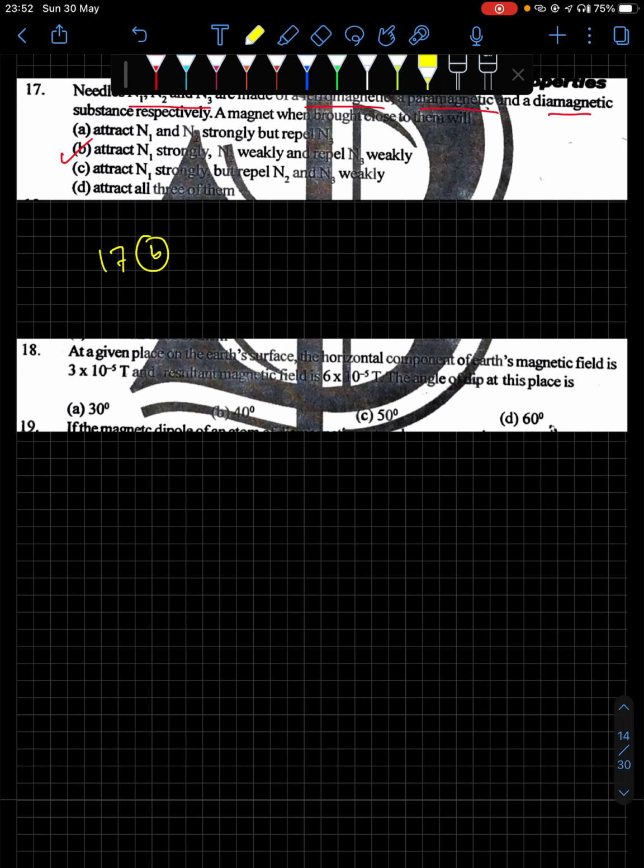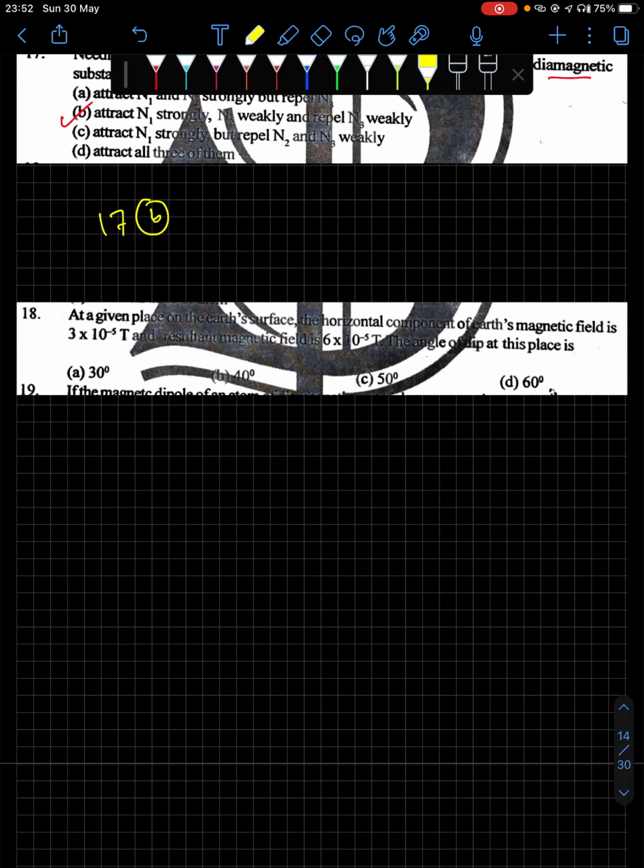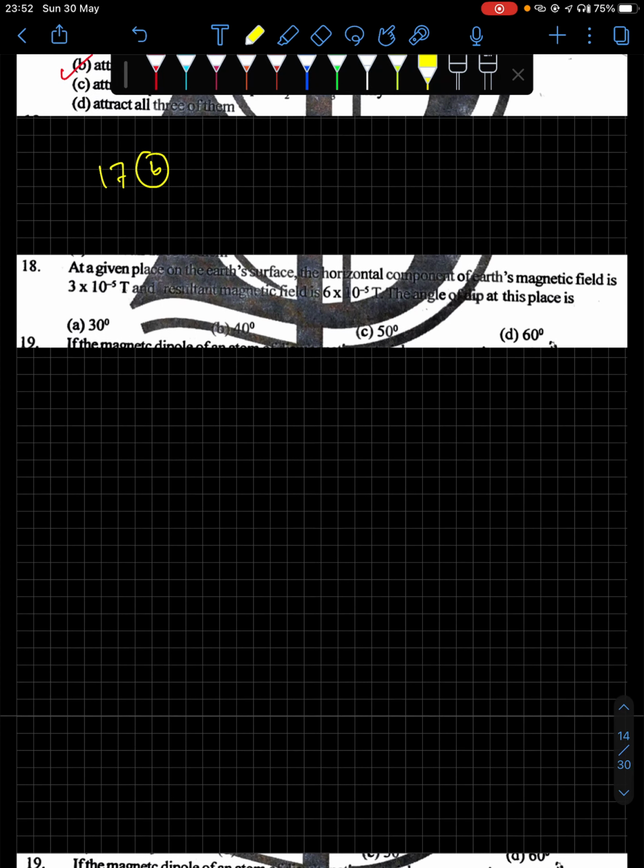I made a mistake in the PDF. Question 17 will be option number B. You have to make this correction. Sorry, option number B, it is not C. I will mention this separately. Number 18 next.